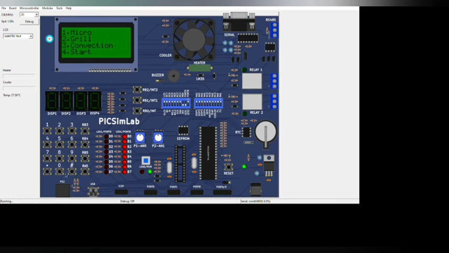Next, start mode. To do start mode, we have to press 4. Here, it will start to cook for 30 seconds. We can increment it by pressing 4 to add 30 seconds.